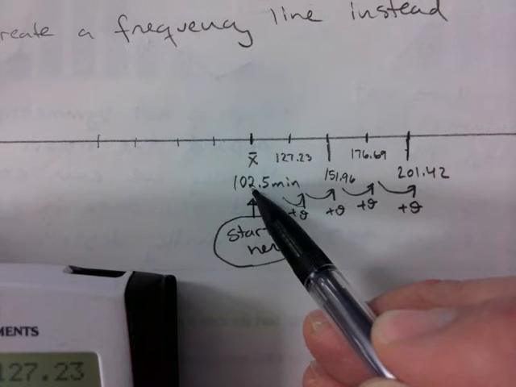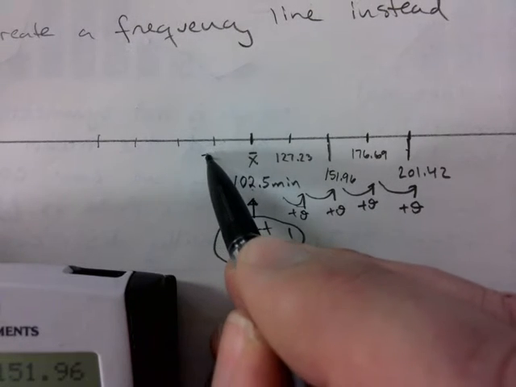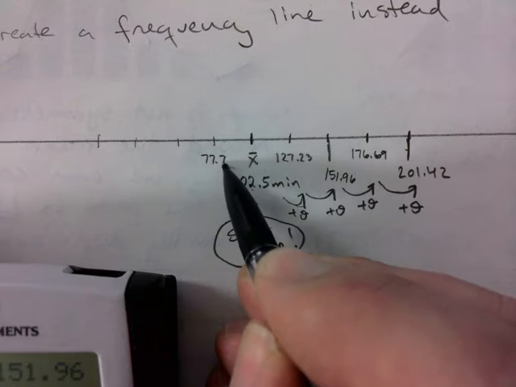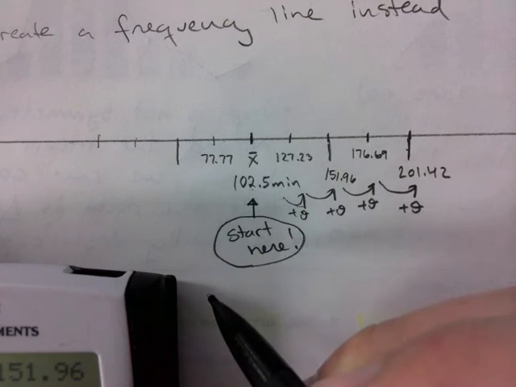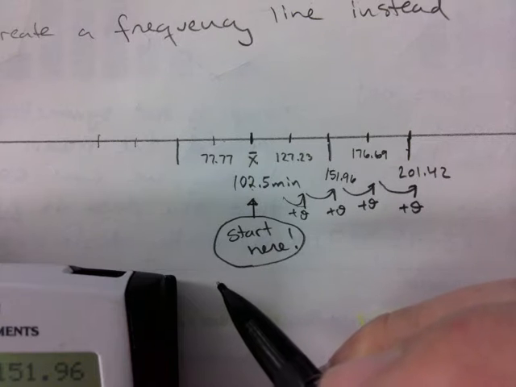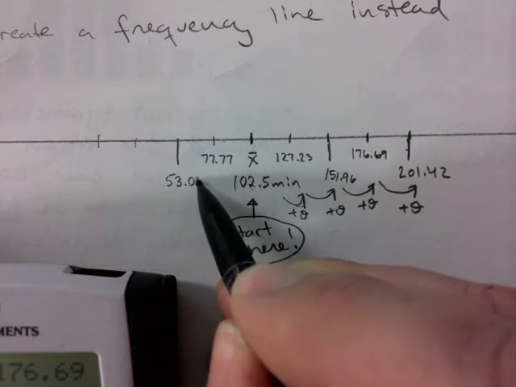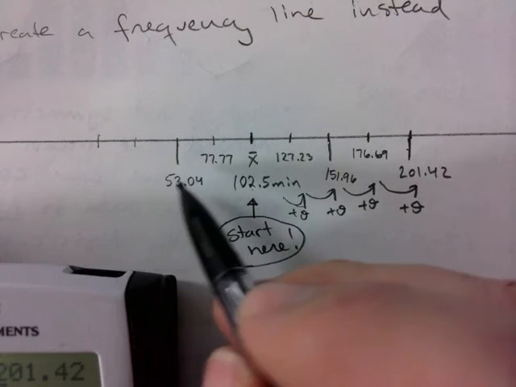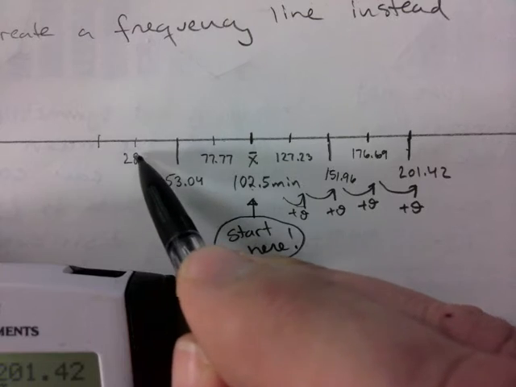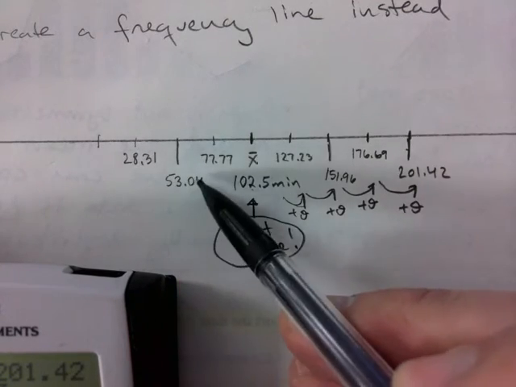I go 102.5 minus 24.73, and that's 77.77. And then I extend a little bit. So I subtract another standard deviation from it, and that's 53.04 minus 24.73, that's 28. These numbers are going to be very important, so make sure you get them right.